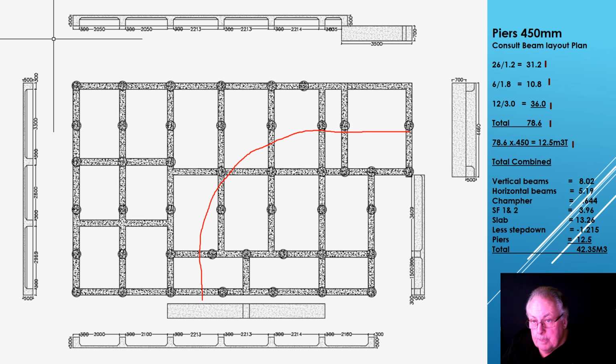So last of all, these are all the subtotals. We came up with 8.02 vertical, horizontal 5.19, a chamfer 0.644, SF1 and 2 3.96, the concrete slab 13.26, less the step down minus 1.215, and then the piers 12.5, and you should come up with something pretty close to 42.35 cubic meters of concrete.